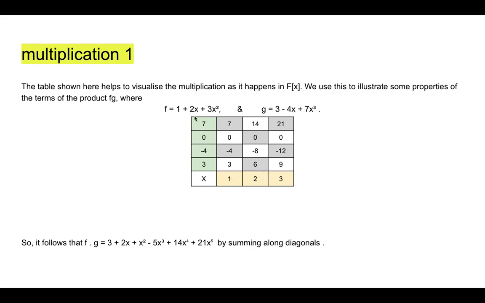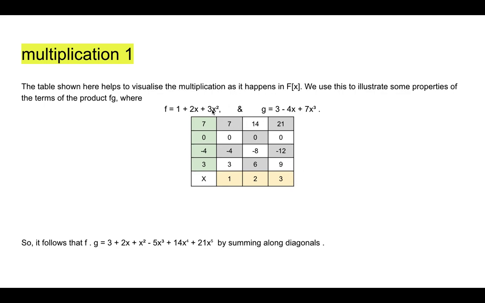We take first the constant term of f, that is 1, and multiply it by all of the coefficients of g. Those are 3, negative 4, 0, and 7. So these numbers multiplied by 1 leave them unchanged, giving us 3, negative 4, 0, and 7 again. Multiplying these coefficients of g by the scalar 2, which is the coefficient on the linear term of f, which is 2x, gives us 3 times 2 is 6, negative 4 times 2 is negative 8, 0 maps to 0, and 7 times 2 maps to 14.